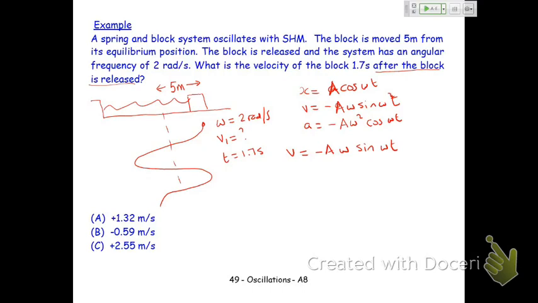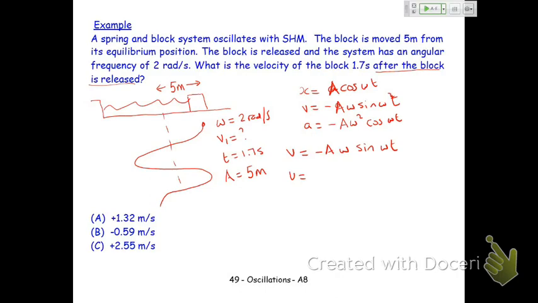I've got an omega, I've got a v, I want a v, I've got a t. Oh, what about my A? What is my A? Yeah, it doesn't say A. It says the block is moved 5 meters from its equilibrium position. So I told you A, I just didn't use the word. And that's what my questions are kind of like. I'm not going to say amplitude is this and velocity is that. I'm going to paint a picture in words, and then you've got to extract from there what the things are.